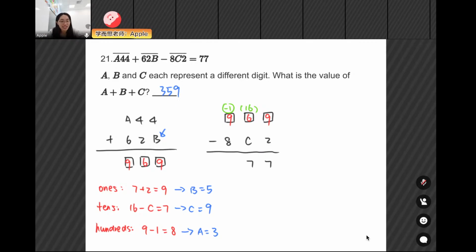No, what is the question asking you? That is the sum of a plus b plus c. What is a plus b plus c? 3 plus 5 plus 9. The answer is 17. Okay, so 17 should be the final answer. Easy? Okay.